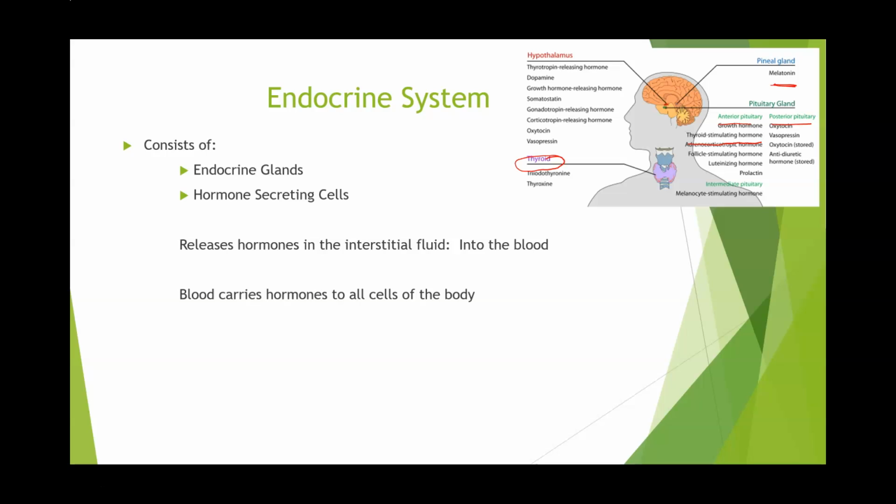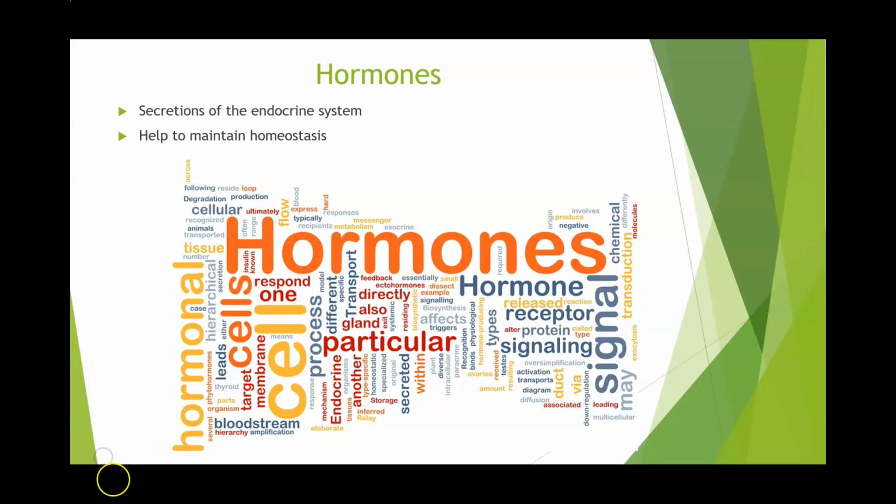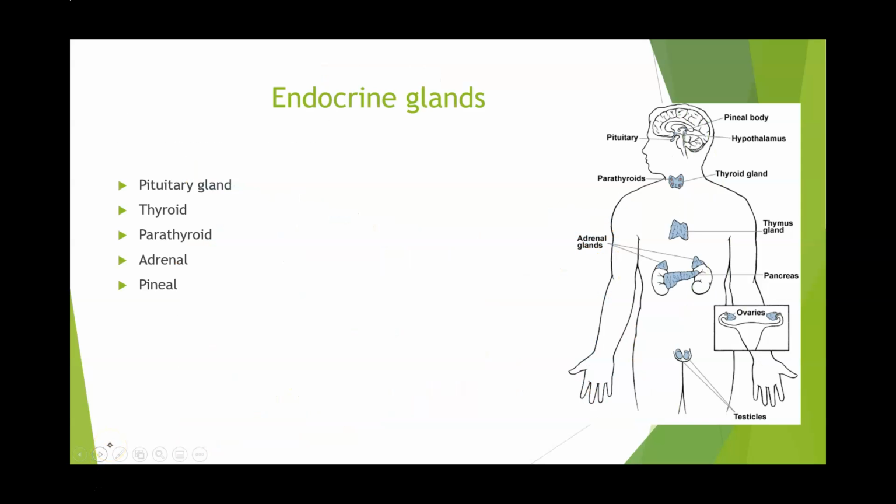These hormones are actually released in the interstitial fluid directly into the blood. So they get released into the blood, and then the blood carries it to wherever it needs to go in the body. And the blood carries it to all of the cells in the body. So it goes much, much faster. Hormones are secretions of the endocrine system, and their main job is to maintain homeostasis. Pretty important job, if you ask me.